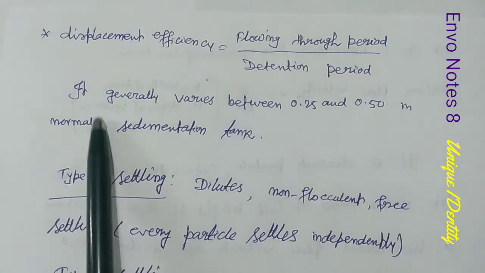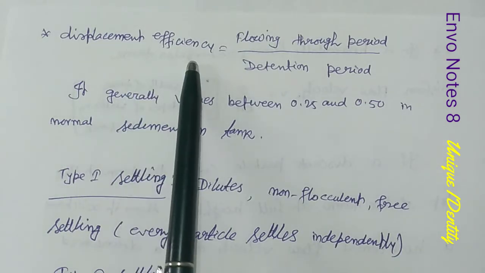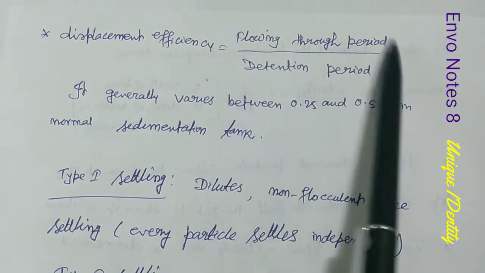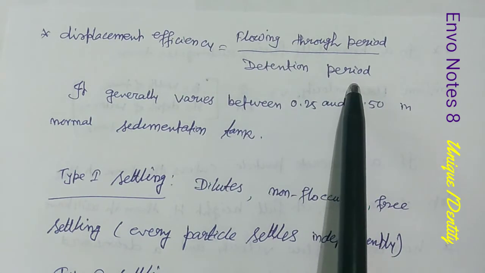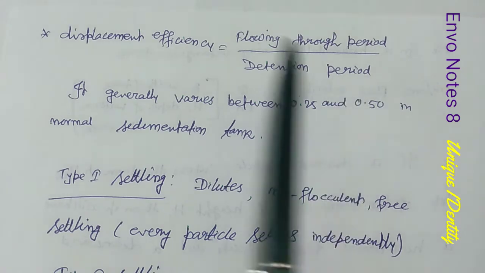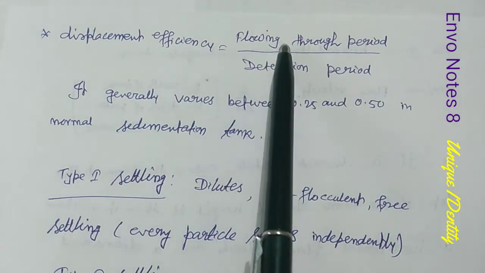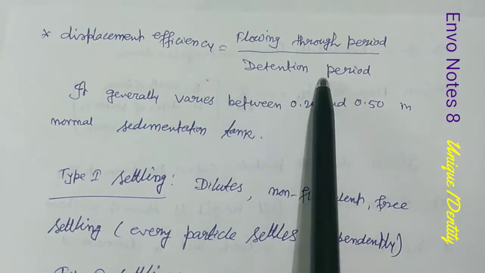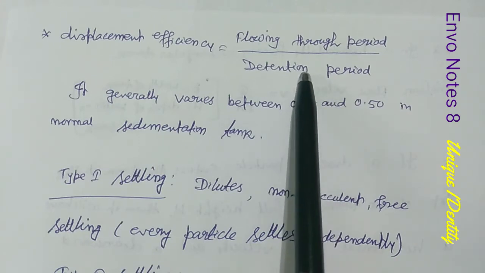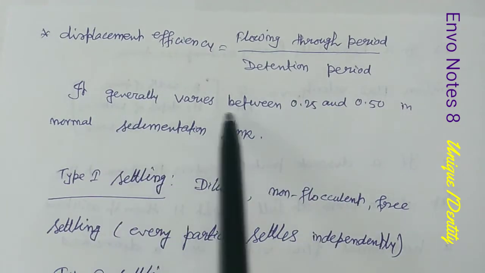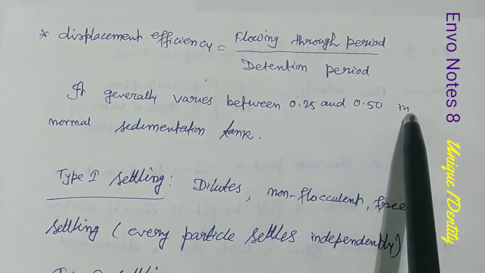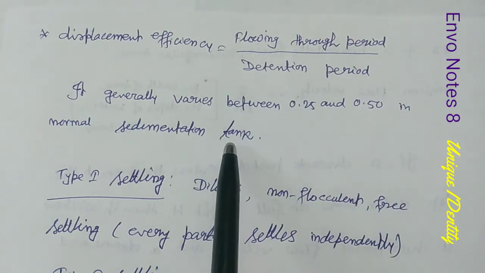Okay. Now displacement efficiency equals flow through period by detention period. Okay. So that is the displacement efficiency. That means average actual by theoretical. Always theoretical is greater. It generally varies from 0.25 to 0.5 in a normal sedimentation tank.